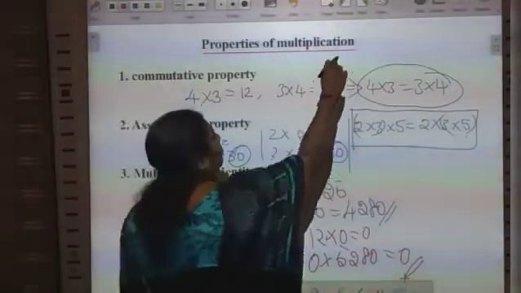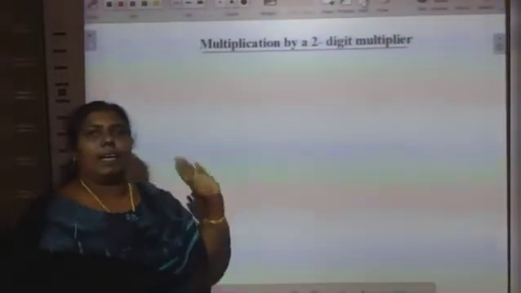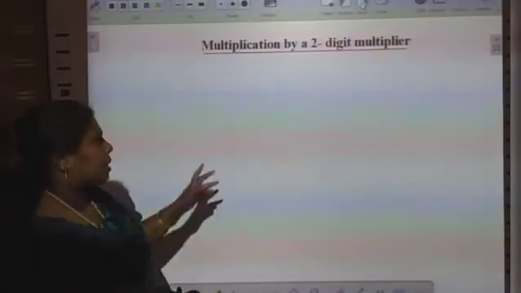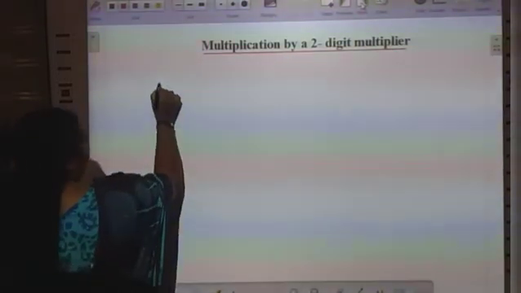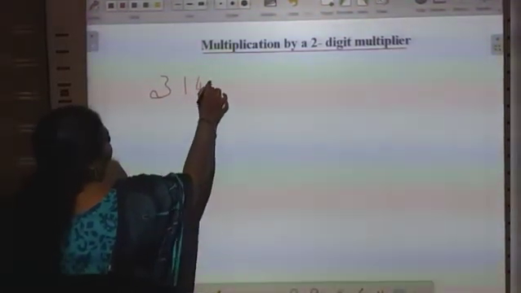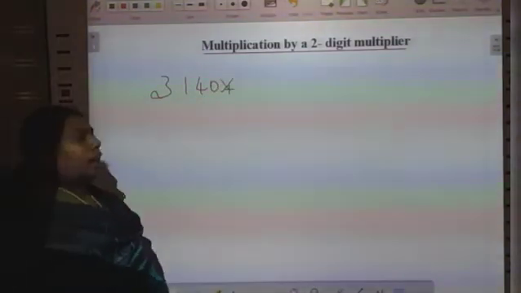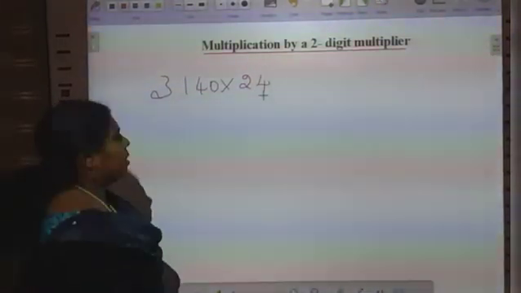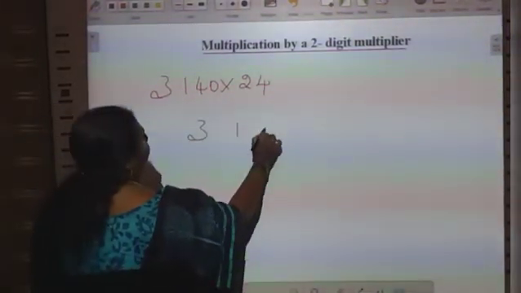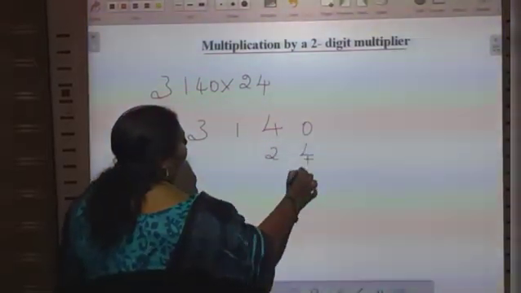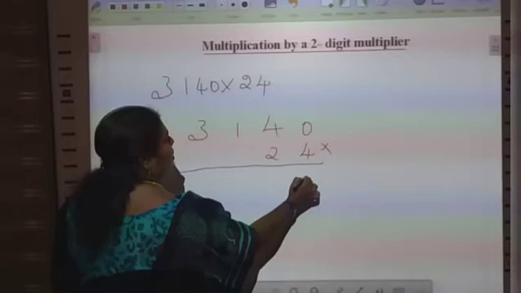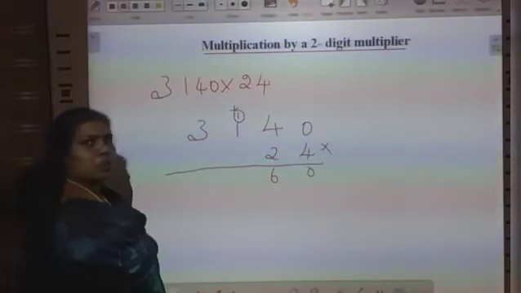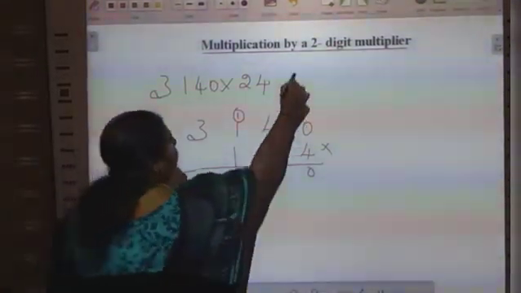Next, multiplication by a 2-digit multiplier. Here also, you know the column method and the lattice method. First, see how we can do the column method. 3,140 into a 2-digit multiplier. I am going to use 24. Multiply 3,140 into 24. 4 zeros are 0. 4 fours are how much? 16, so 6 and 1 carry over. Then 1 4 is 4. 4 plus 1 is 5.